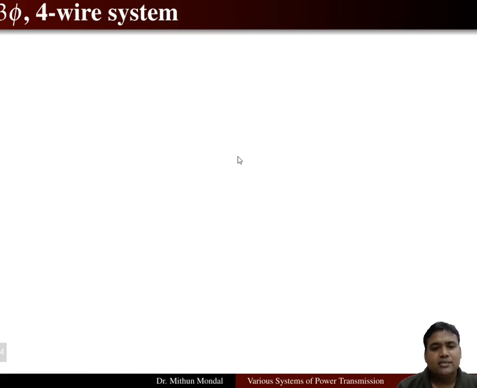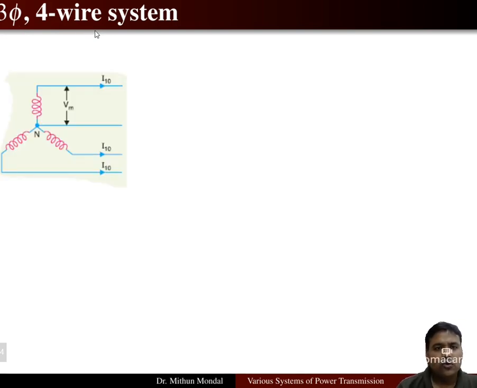The next discussion we are going to do is the three-phase, four-wire system. Now we'll discuss the four-wire. Where will the fourth wire come from? The fourth wire will come from the neutral. This is your first wire, this is your second wire, and this is your third wire, and the fourth wire is coming from the neutral.